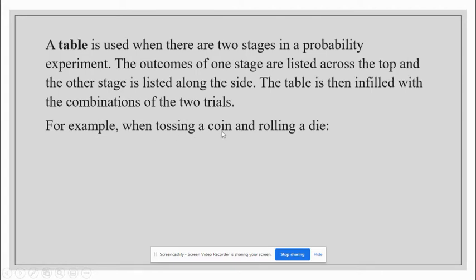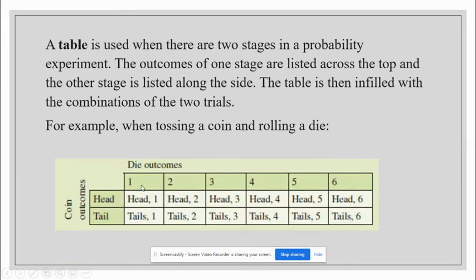Say we're tossing a coin, so heads and tails, and rolling a die, 1, 2, 3, 4, 5, 6. We plot the die outcomes along there, the coin outcomes along there, and then just do your combinations. So head and 1, and make sure we put a comma between so you can see, and then head and 2, head and 3, head and 4, or tails and 1, tails and 2.